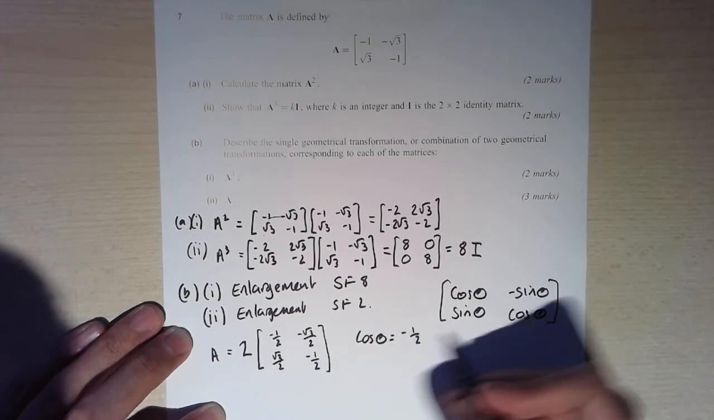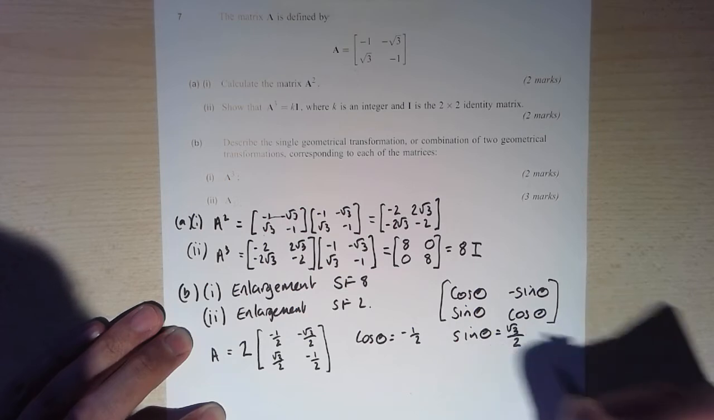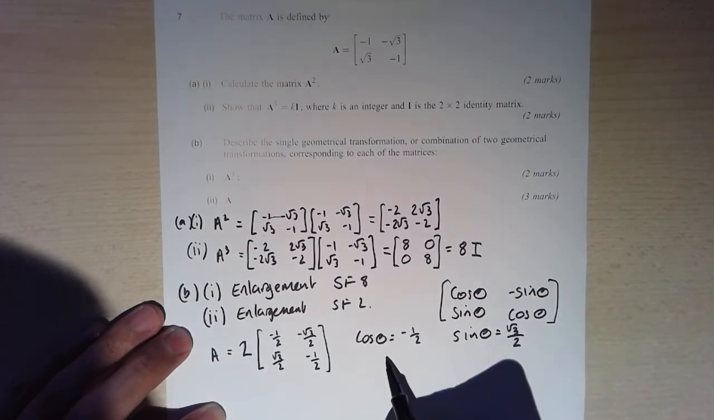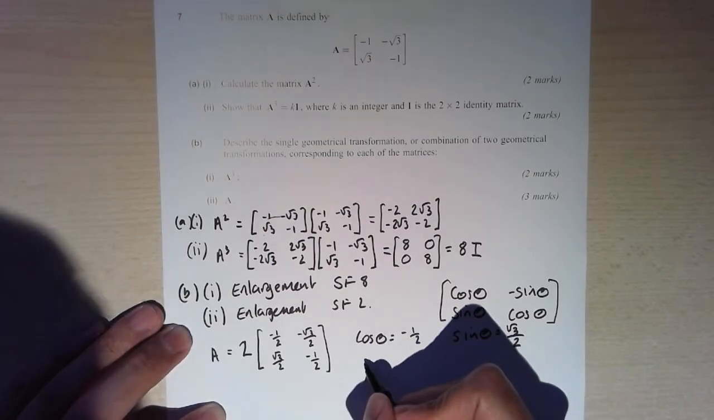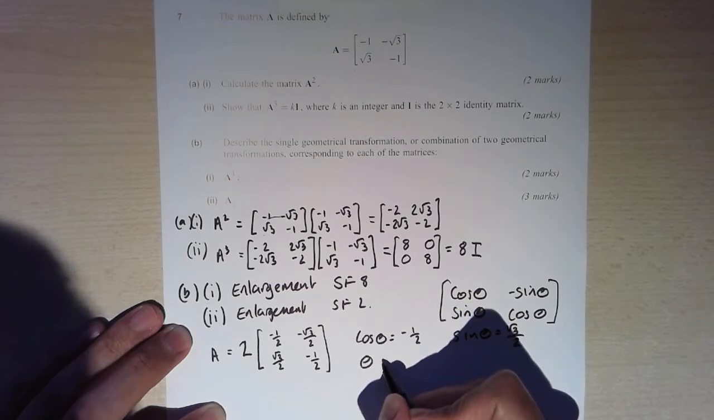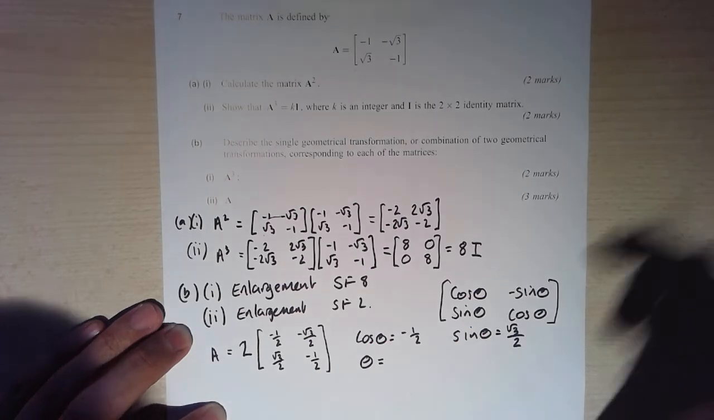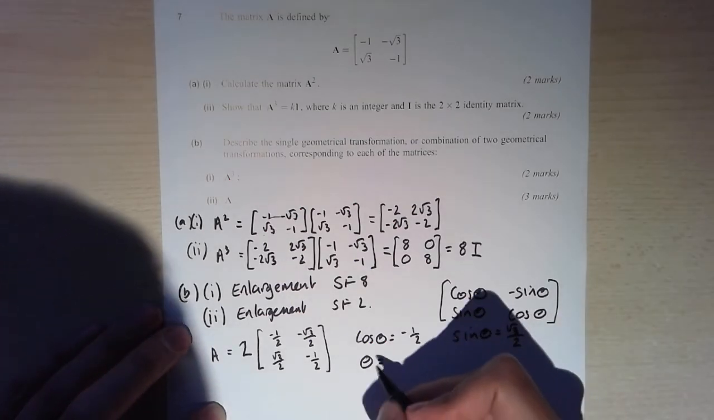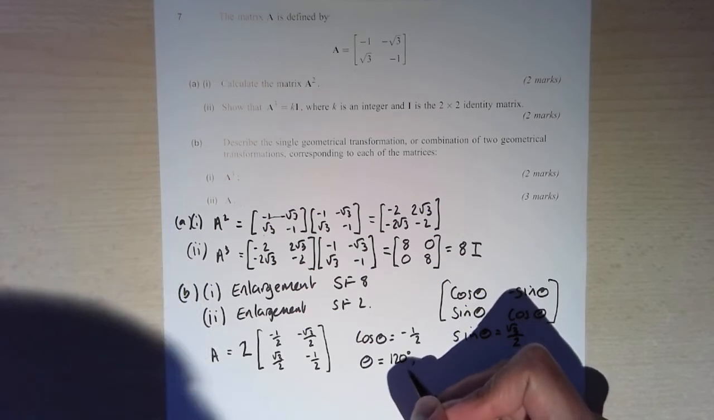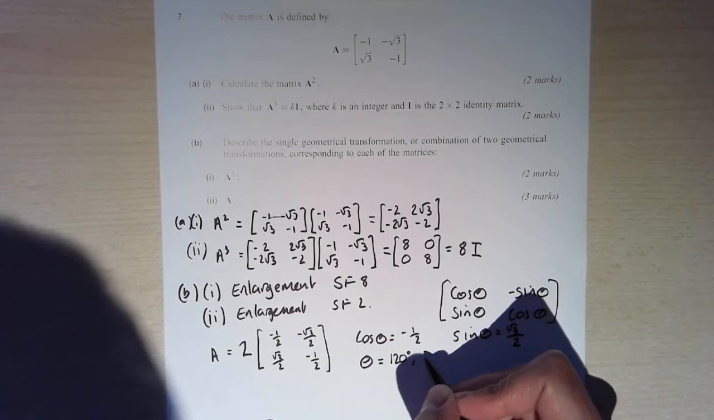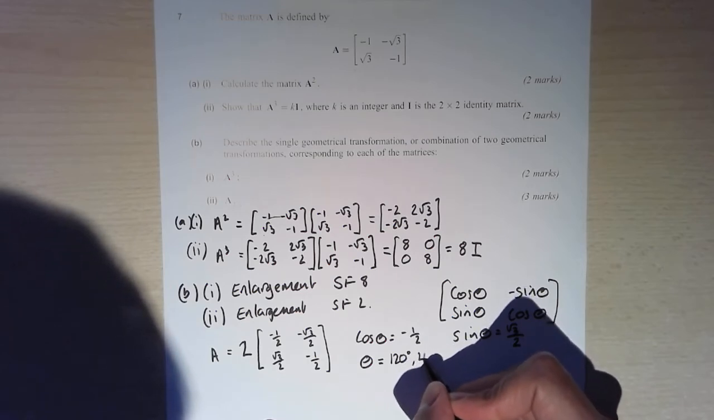Okay, so using this here, I know that cos theta is equal to negative a half, and I also know that sine theta must be equal to root 3 by 2. Okay, so I need the solution to both of these equations over here. So if cos theta is equal to negative a half, then theta is going to be equal to, and we've actually got two solutions here. We've got theta is equal to 120 degrees, and we can also have theta is equal to 360 take away 120 degrees, which is going to be 240 degrees.